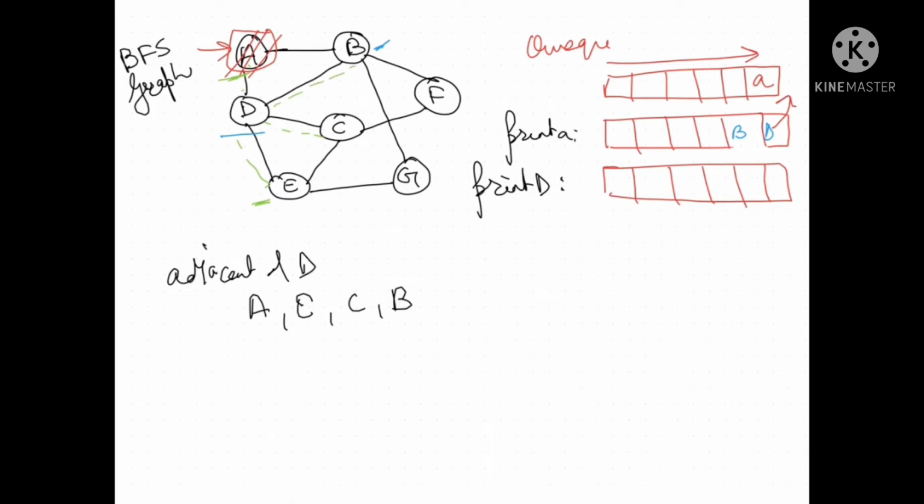Now, what you have to do is write this B here, because this will be shifted here. How do you work in a queue? The second moves to the first. So this will come here.